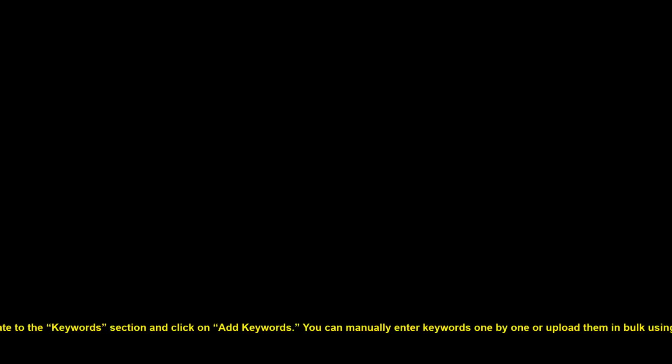Now, navigate to the Keywords section and click on Add Keywords. You can manually enter keywords one by one or upload them in bulk. Make sure to choose relevant keywords that align with your SEO strategy. Once you've added your keywords, click on the Save button.